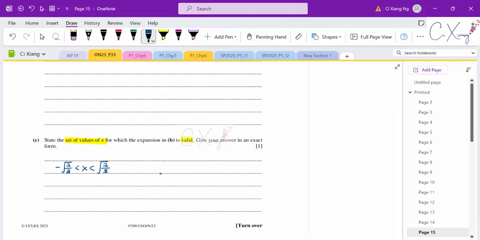You can write in this form, or some students might prefer to write in the form of modulus x. So if you want to write it out in modulus x, it is modulus x smaller than square root 2 over 3. So it can be written either way for the answer of this part. Okay. Yeah, so please make sure you also know how to decide the value for x for the binomial expansion. Okay, yeah, so this is how we solve the question.